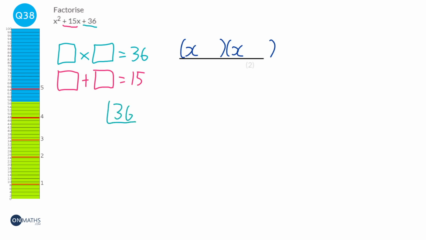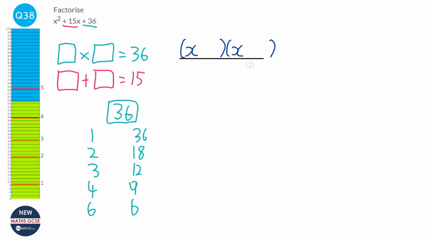If not, you can just quickly write down the factors of 36. Now because they multiply together to make a positive 36, they'll either both be positive or both be negative, but they add together to make a positive number. So we're just looking at the positive factors. So 1 and 36, 2 and 18, 3 and 12, 4 and 9, and 6 and 6. And we're looking for which ones of those add together to make 15. And we can see here it's going to be 3 and 12 add together to make 15. So our two numbers are going to be plus 3 and plus 12, or the other way around.